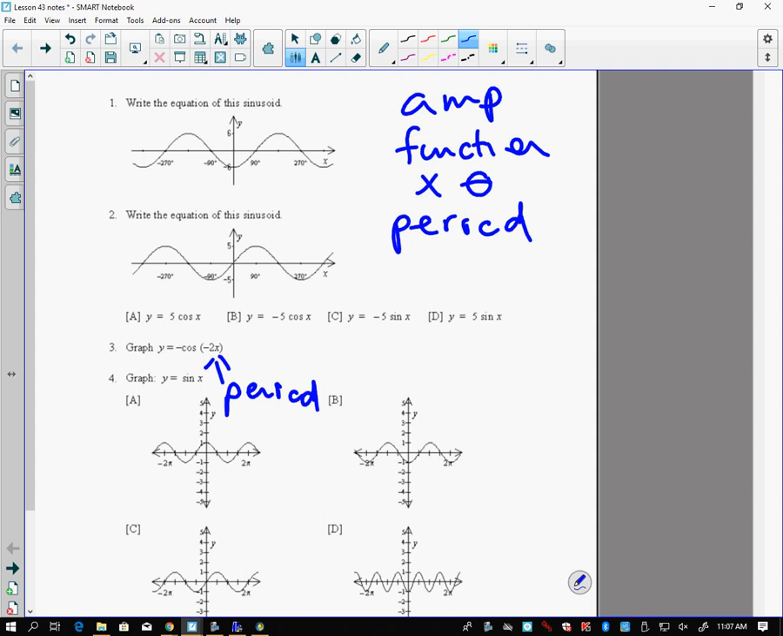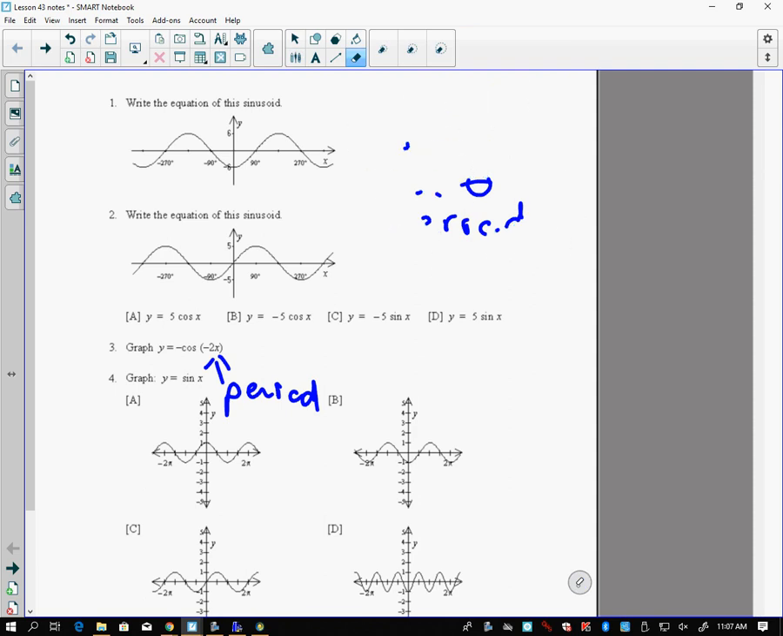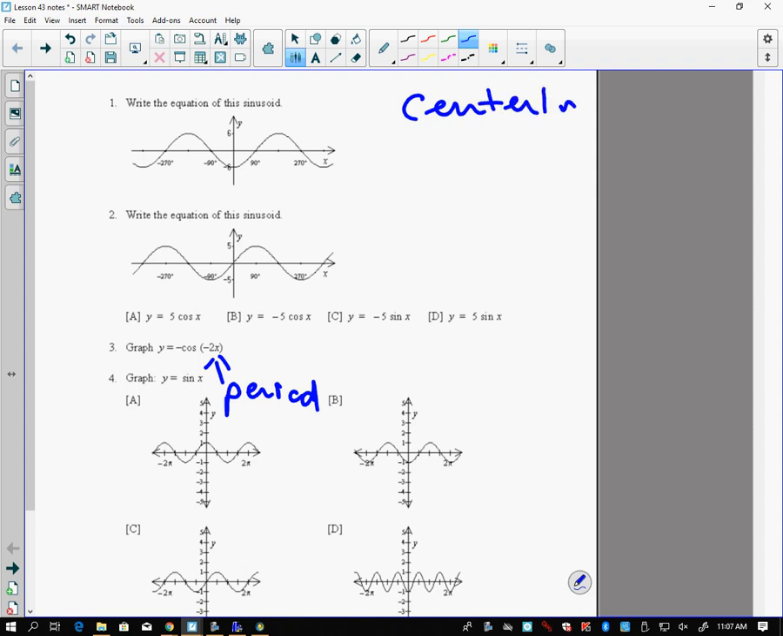Oh, there's one more thing that we haven't included, because we can shift the whole graph up or down. Typically speaking, we really don't have to worry about it too much, but that is what we call the center line. And if the center line is 0, like it is in either of these two cases, we don't worry about it. Okay? So we have center line, amplitude, function, then our x or theta, okay?